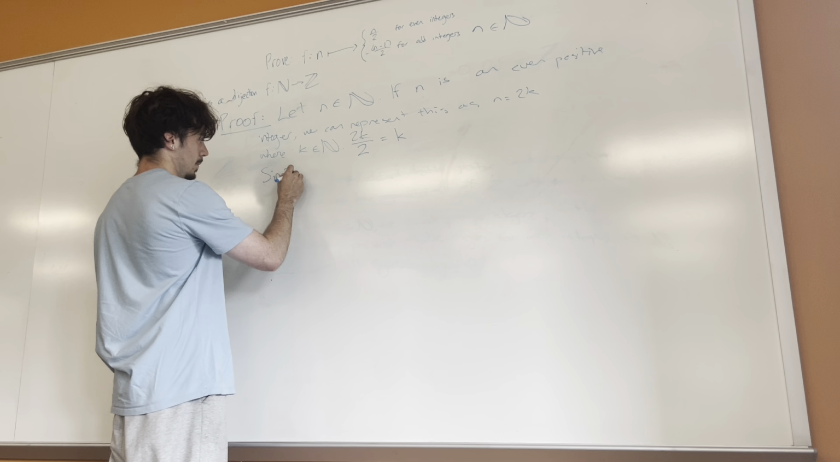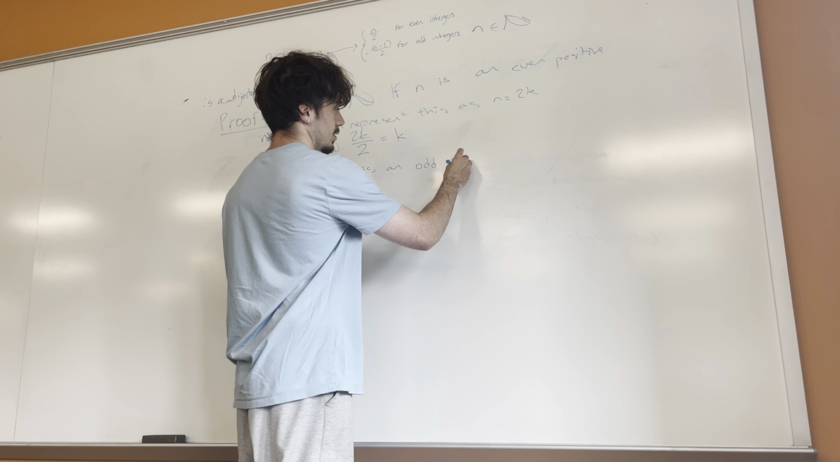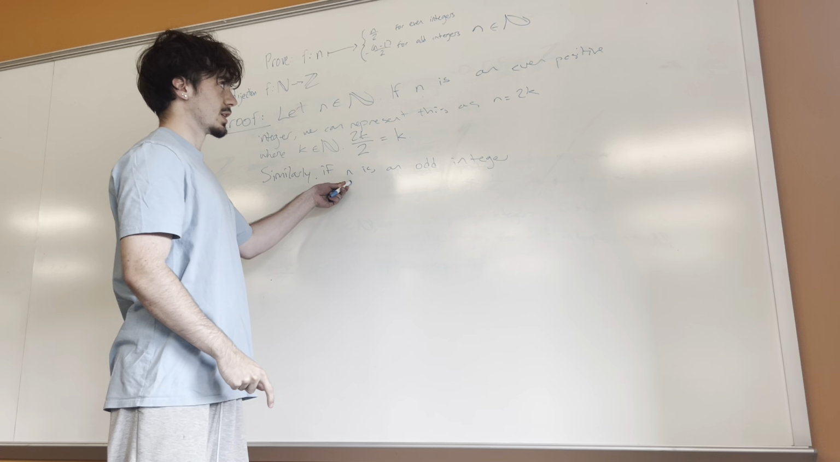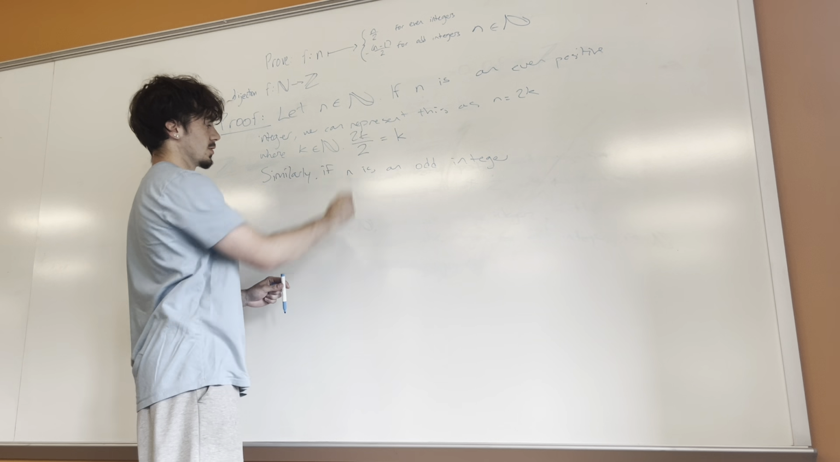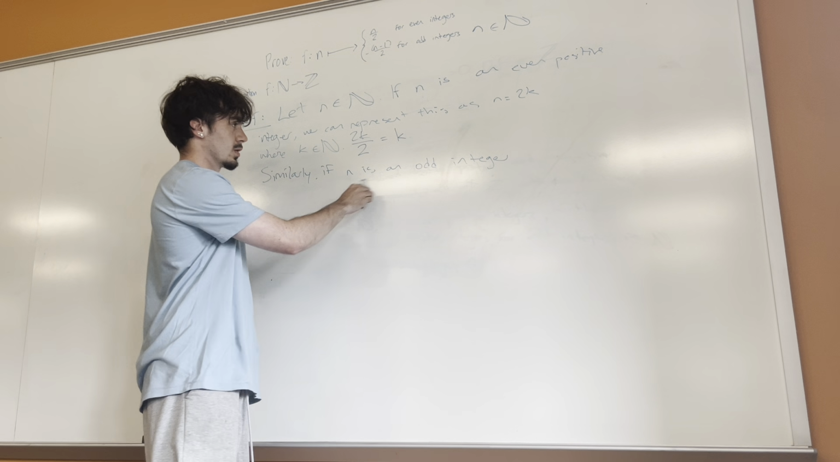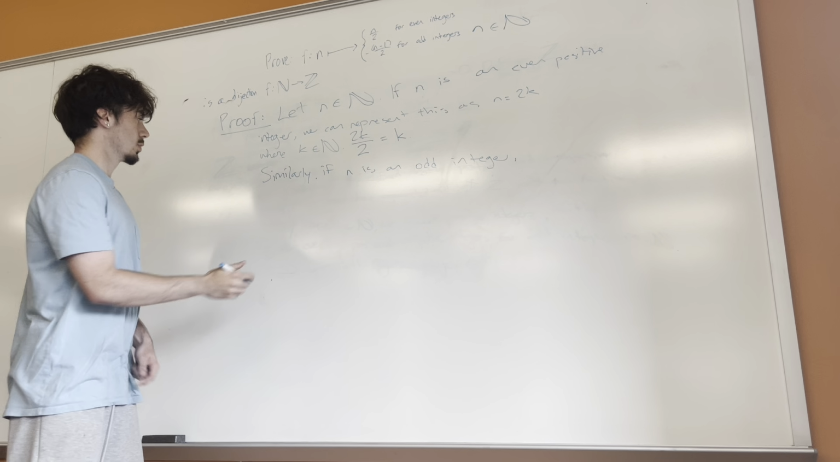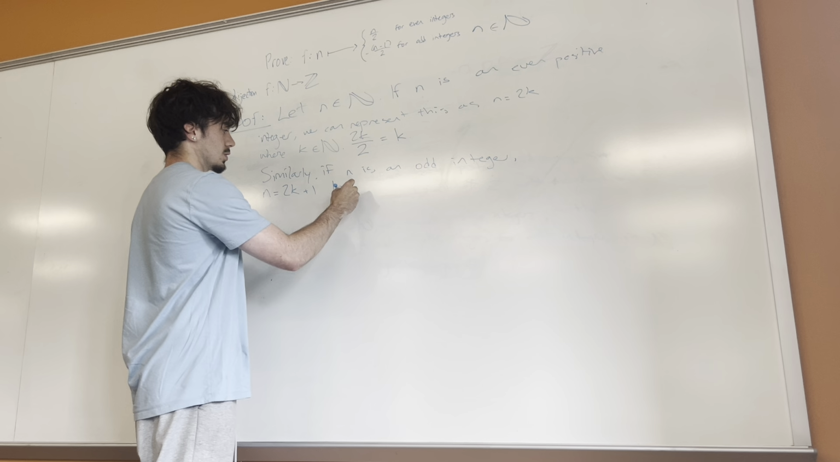Similarly, if n is an odd integer, we're reusing the same variable, but for this part we have n as an odd integer, so forget about what we chose n as before. Now it's an odd integer. So if n is an odd integer, we can represent it like this: n equals 2k plus 1, where again k belongs to the natural numbers.